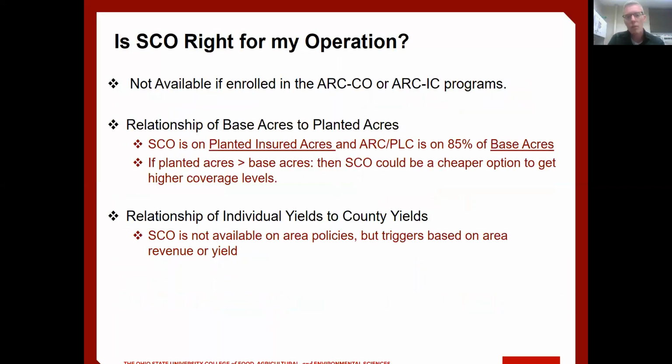Is SCO right for my operation? It's not available if you're enrolled in ARC County or ARC IC. So if you select those programs, you're automatically out. We think it's a relationship of your base acres to planted acres. Your supplemental coverage is a crop insurance program, so it's based on planted acreage, where PLC is based on 85% of your base acreage. Remember, that doesn't necessarily have to be what you plant. So if your planted acres of, let's say, soybeans is higher than your base acres of soybeans, then SCO could be a cheaper option to get higher coverage levels, okay?